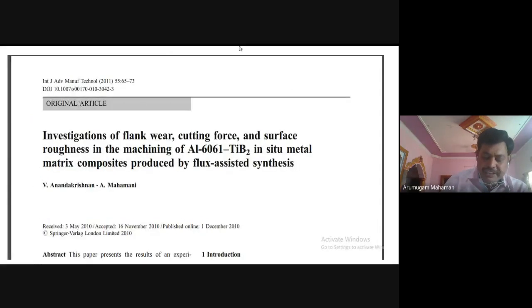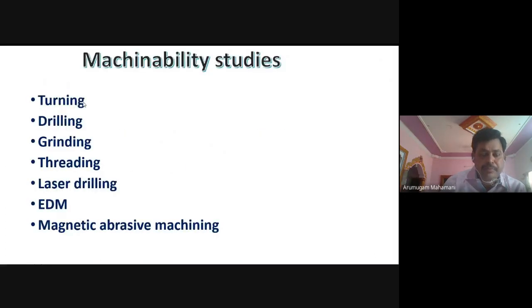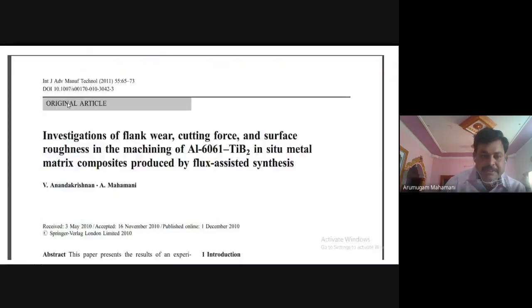I want to first talk about the machinability study of in situ composite in the turning process. This work I started in 2010 and published in 2011: investigation of flank wear, cutting force, and surface roughness in machining of 6061 TiB2 in situ composite. First I developed it in 2010, and later we went for a machinability study. One of my friends working at NIT Trichy did this along with the students.